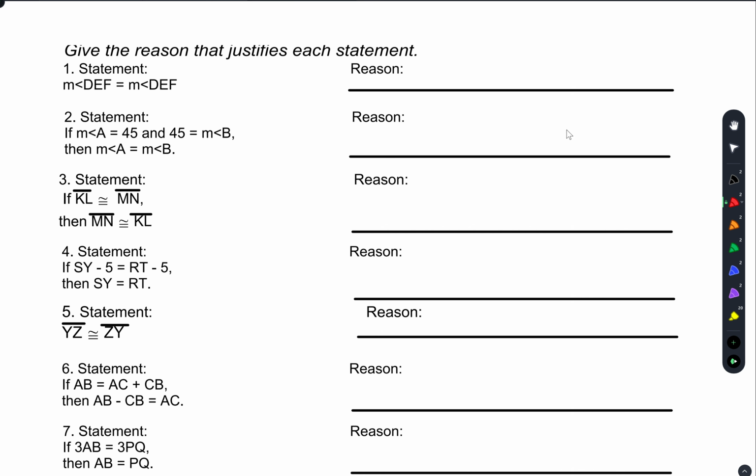First one here, number 1. The measure of angle DEF is equal to the measure of angle DEF. What do we think? Angelina. Give it your best guess. Reflexive property of... Is there a congruent symbol in there? Property of equality. So it is equal to itself. That's reflexive.